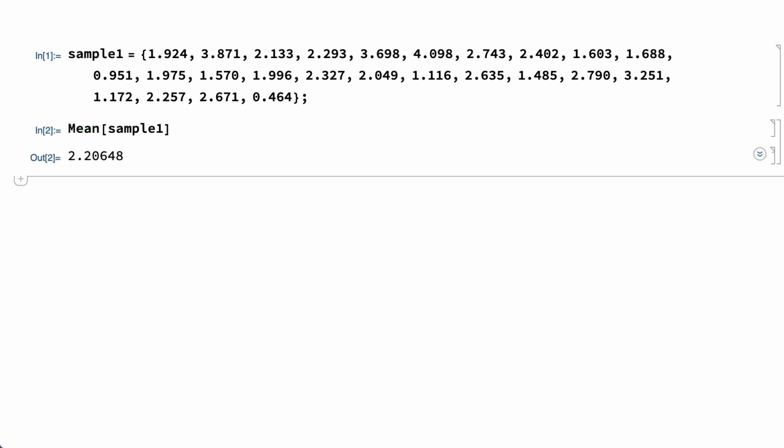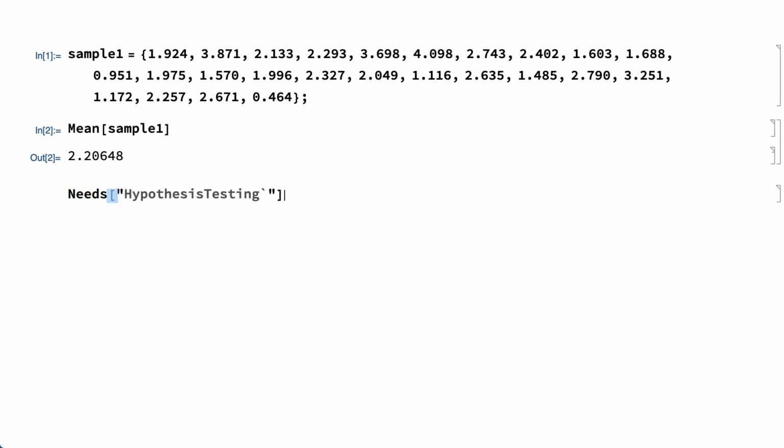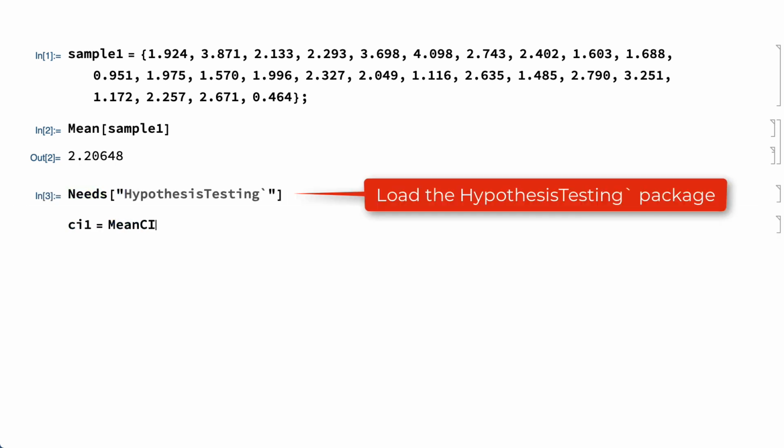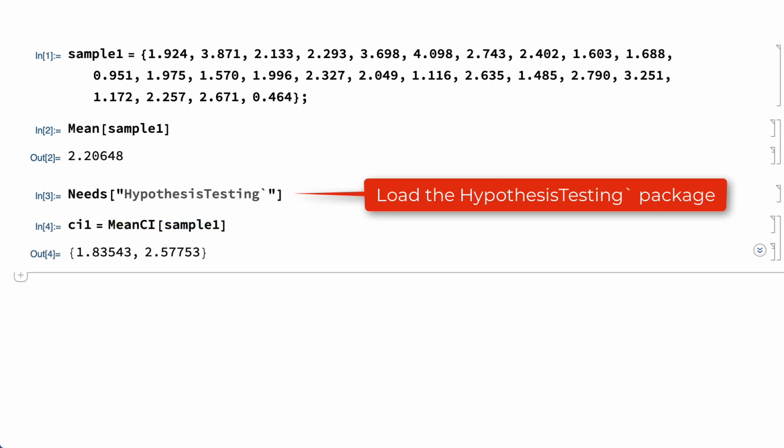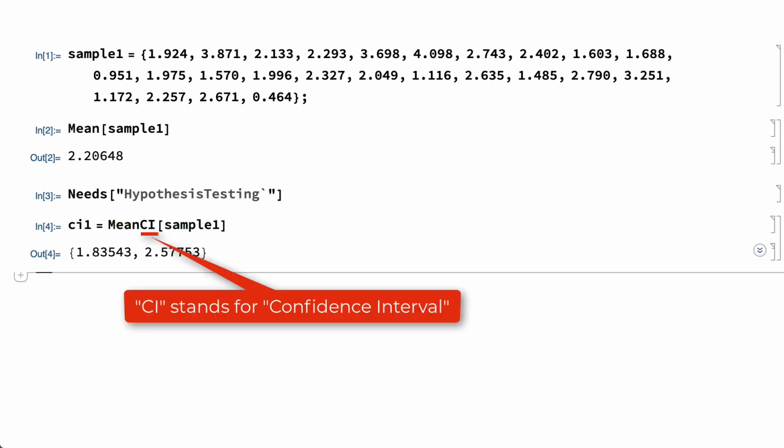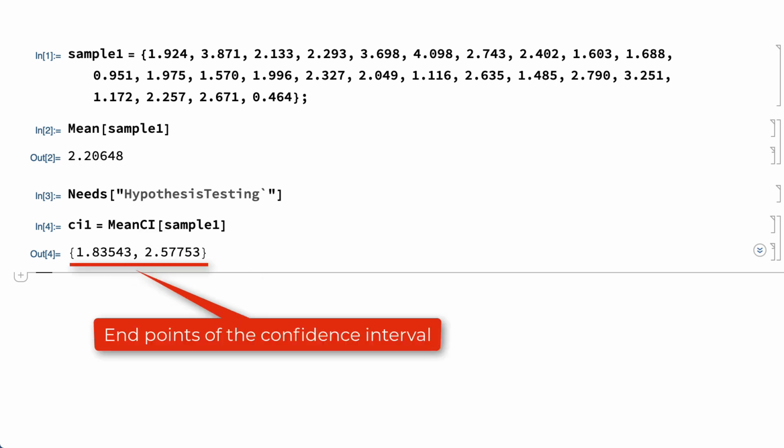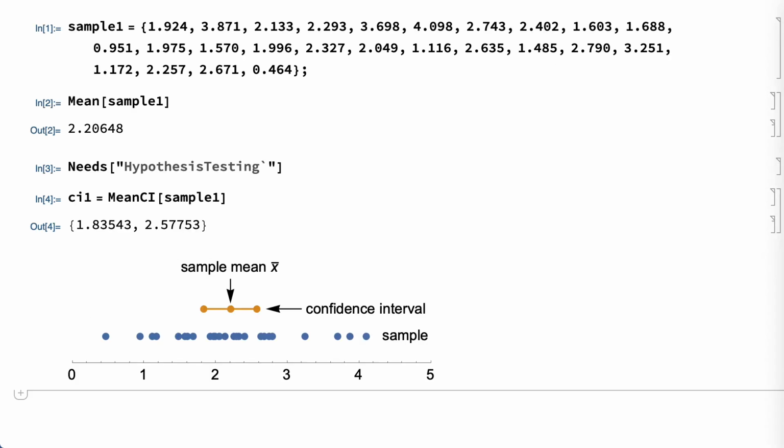In the Wolfram language, a confidence interval for that estimate can be computed using the MeanCI function, which is defined in the hypothesis testing package. These inputs load the package and compute the confidence interval. CI in the name MeanCI stands for confidence interval. The result from the MeanCI function is a list giving the endpoints of the interval. Here's a number line plot of those results showing the values in the sample, the confidence interval, and the sample mean shown as a dot in the middle of the interval.